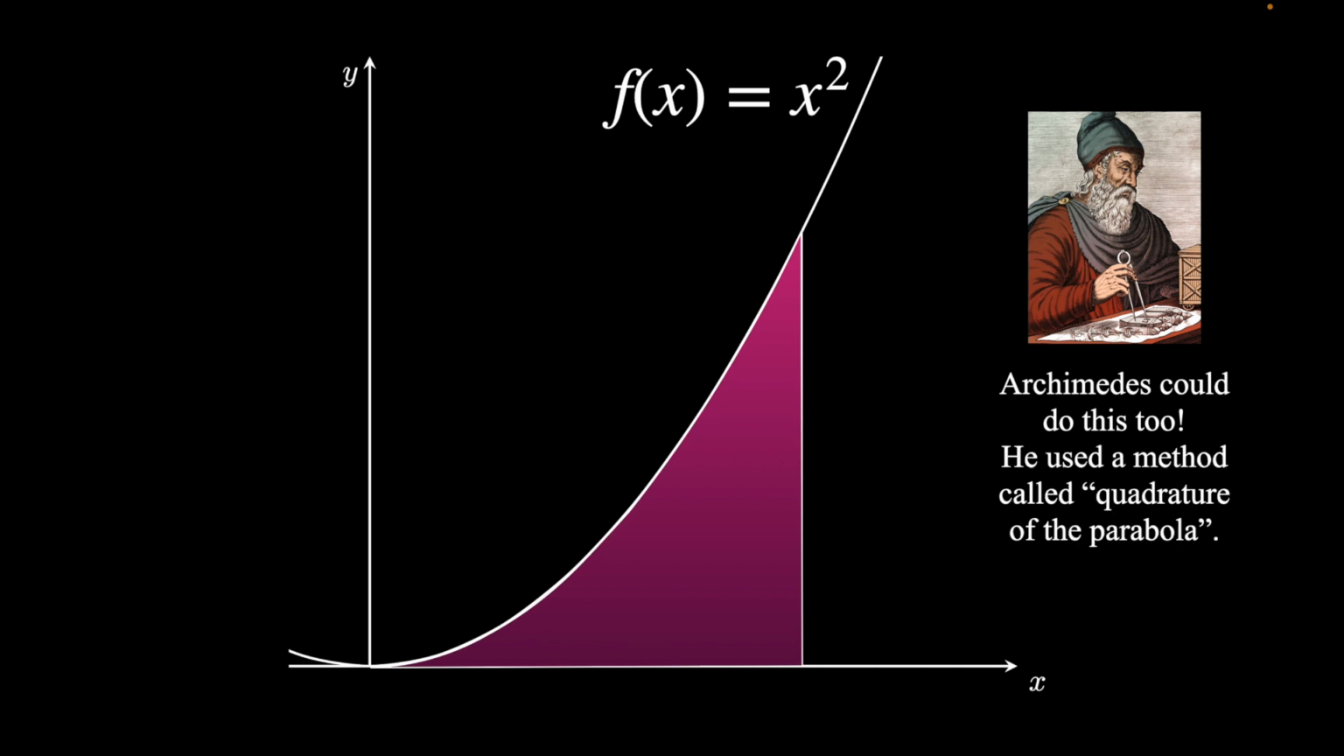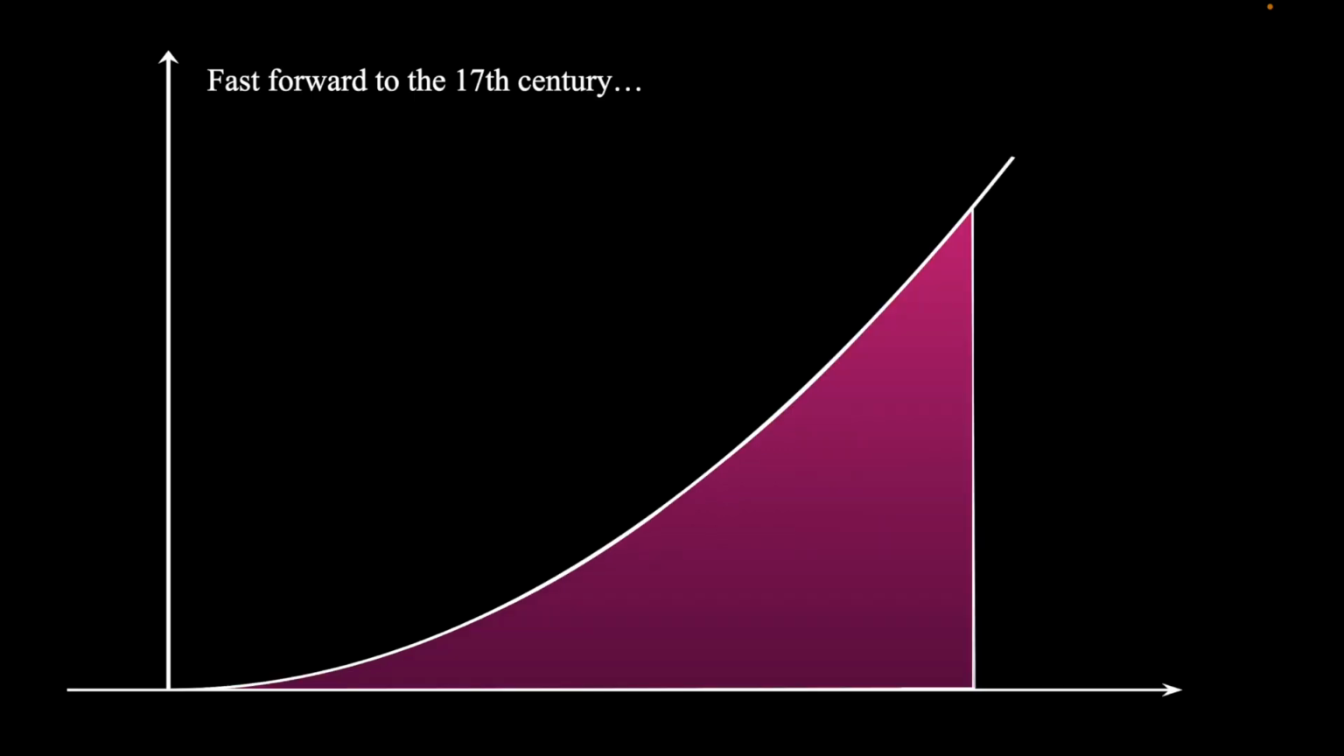But just as with tangents, it wasn't a generalizable solution. He could find areas under parabolas, but give him a different kind of curve, and he needed a different method. So again, just as with differentiation, we're looking for a method that generalizes to any type of function. Again, it wasn't until Newton and Leibniz came along about 2,000 years later that a general solution was discovered. So we want to fast forward to the 17th century to find out how we're going to find this area.